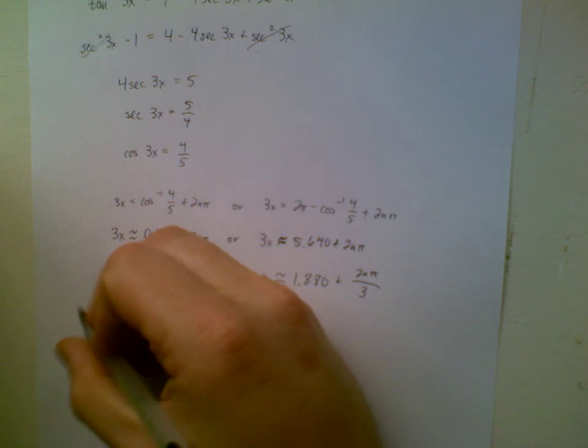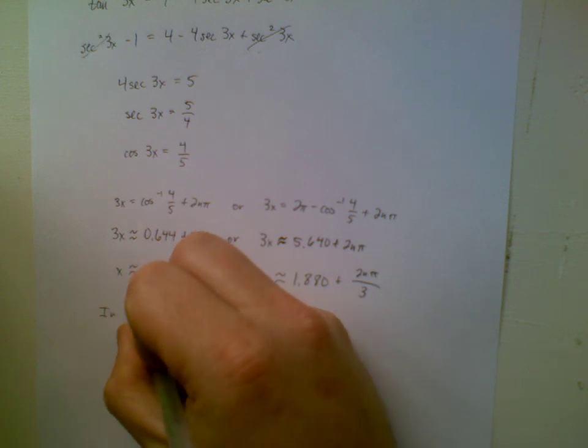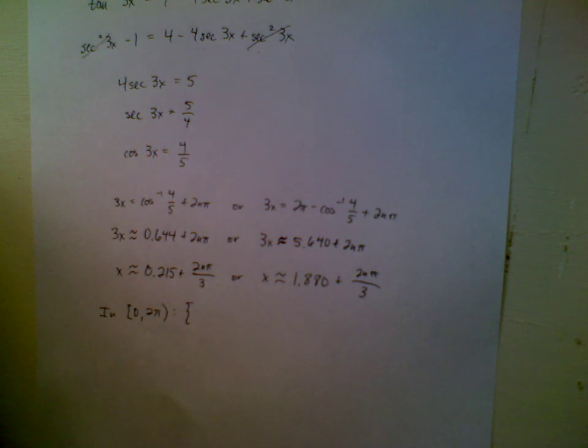So let me come up with a list of possible solutions that live in the interval from 0 to 2 pi. Okay, so we'll make a list of the possibilities, and then we'll throw away any of them that don't actually work. Okay.